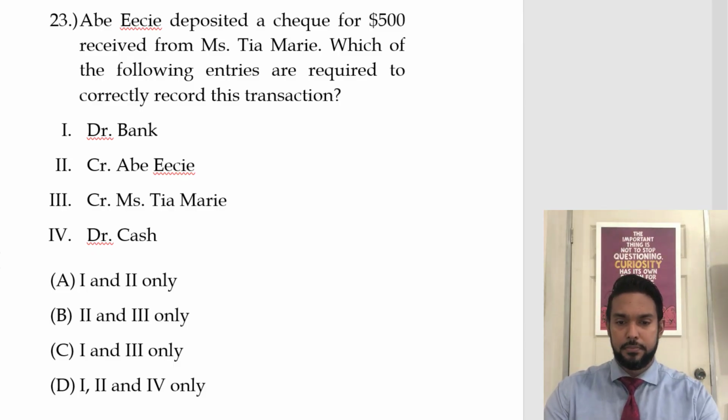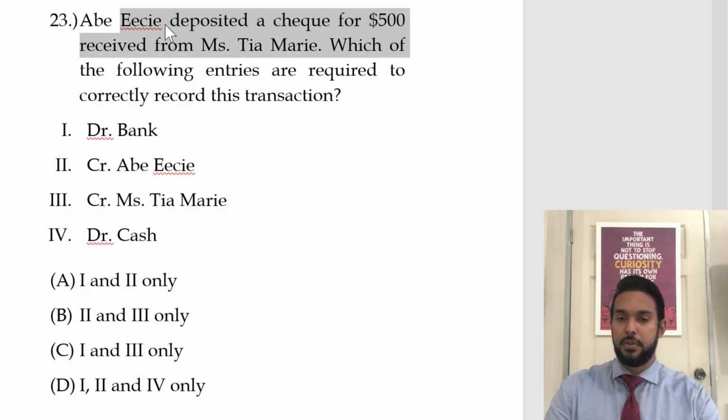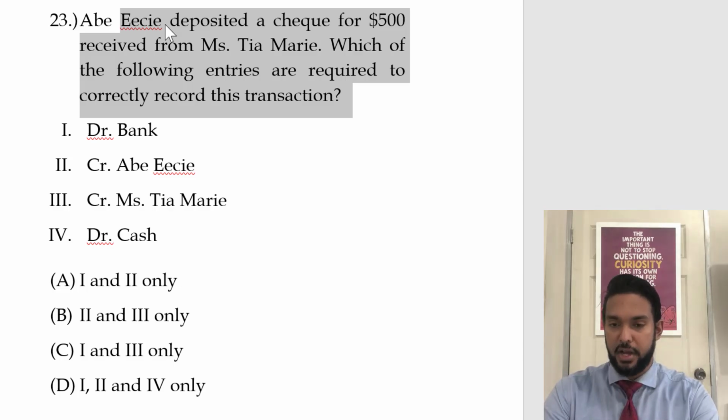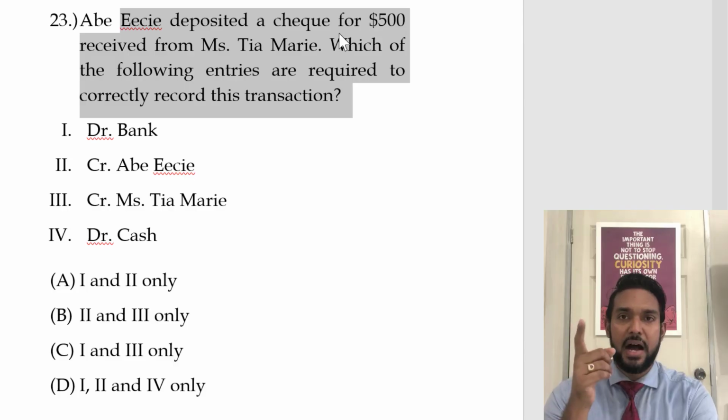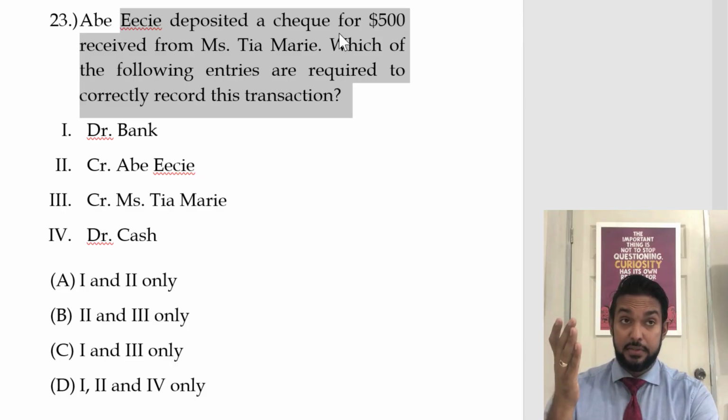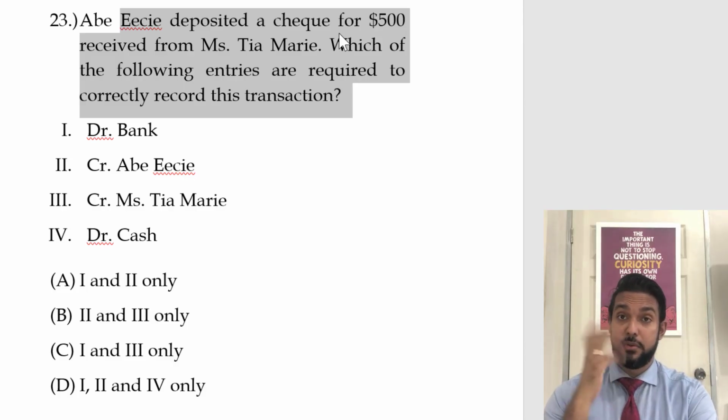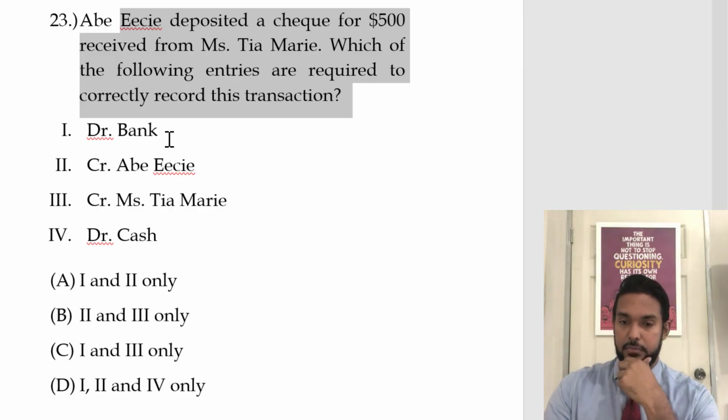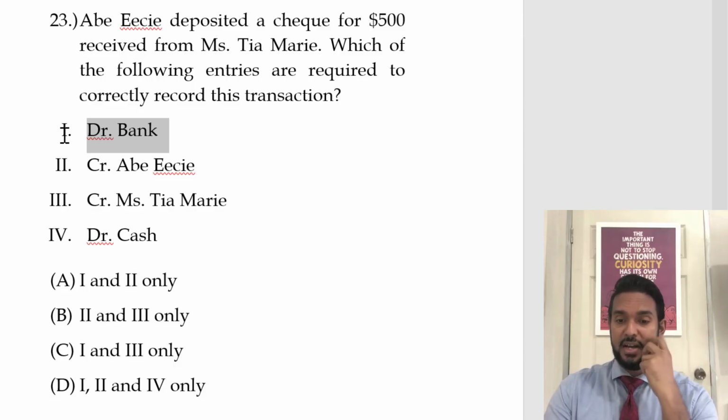Oh, we didn't take a read here yet. So ABC deposited a check for 500, right? Received from Ms. Tia Marie. Which of the following entries are required to correctly record this transaction? So ABC deposited a check. So ABC's bank is going to go up. Bank is an asset. To record an increase in an asset, what do we have to do? Debit or credit? We have to debit. So we're going to debit bank, A as the first option. So 1 has to be there.